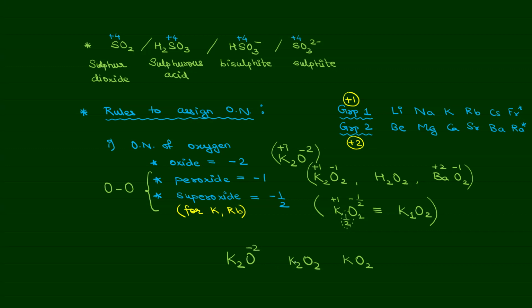Second one is potassium peroxide with oxidation state minus 1. And third one is potassium superoxide with oxidation state minus 1/2. And potassium in all the three cases would have plus 1, because that's a fixed valency for potassium, right? Is the difference clear to everyone? Any doubt in this?